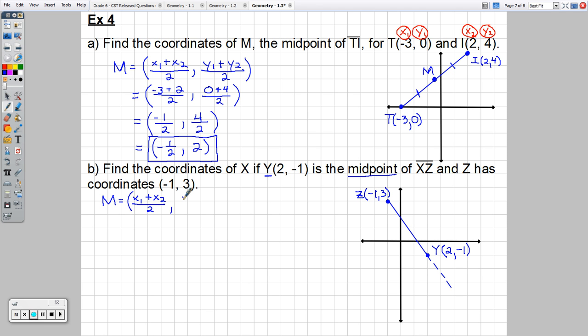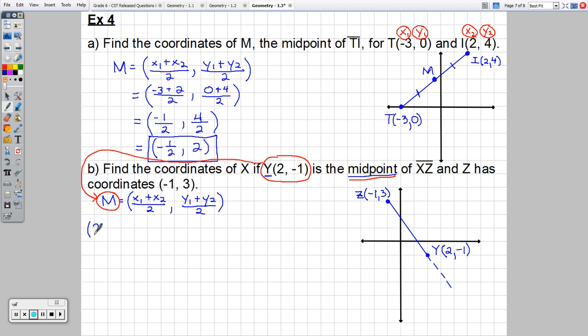So let's start off with that again. The general formula is right there. This time I actually know this value. I know what m is, so I'll color code in here again. Good idea. This is the midpoint, so I know it is the midpoint. That means I can replace m with 2, -1. So I'm going to do that here.